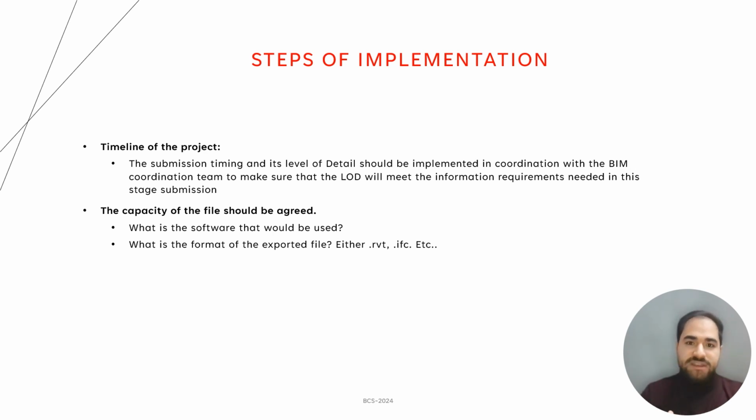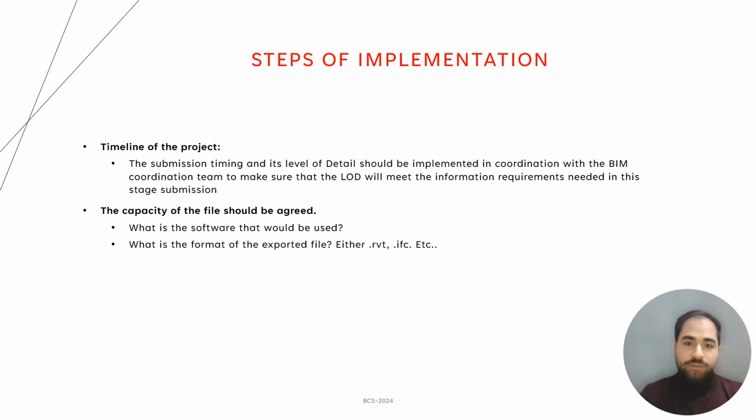The capacity of the file should be agreed, because for example, if you are using CostX and you are producing a Revit file of 2 GB, CostX will not work in its full capability, because CostX will have a lot of difficulties using this 2 GB model. So the BIM manager and the cost manager have to coordinate about the capacity of the file, and also the software which should be used, whether Revit, CostX, Navisworks, any software, and also the format of the exported file.